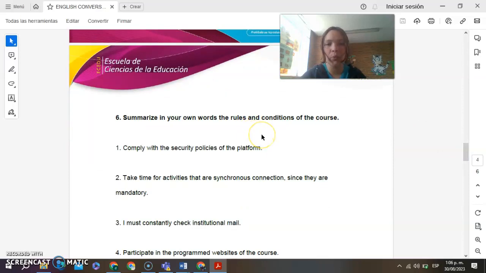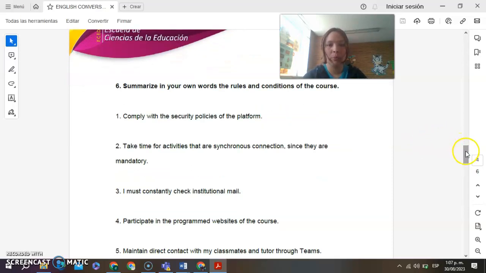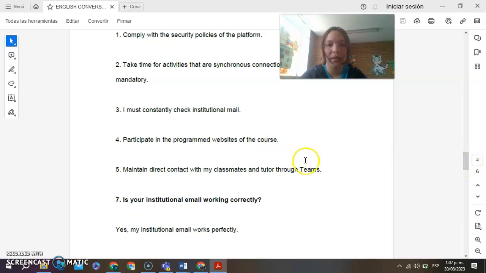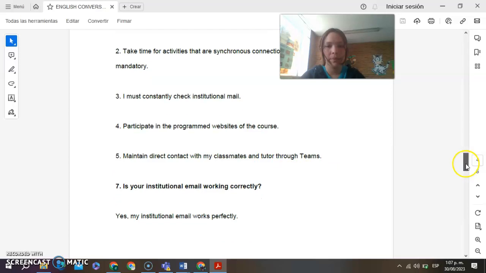Question 6. Summarize in your own words the rules and conditions of the course. 1. Comply with the security policy of the platform. 2. Take time for synchronous activities, since connection signs are mandatory. 3. I must constantly check institutional mail. 4. Participate in the programming website of the course. 5. Maintain direct contact with the classmates and tutor through Teams.